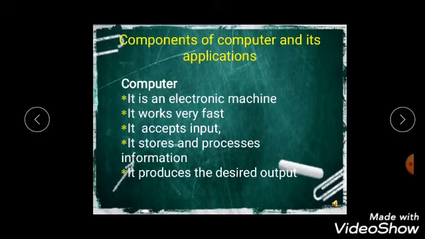Before we enter the components of the computer and its applications, I will give a small intro about the computer. The computer is an electronic machine, you all know that. The computer is an electronic machine because its working depends on electricity. Without the electric current, we cannot run the computer. So the computer is an electronic machine and it works very fast, faster than a human, and it is able to do multitasking work at the same time.